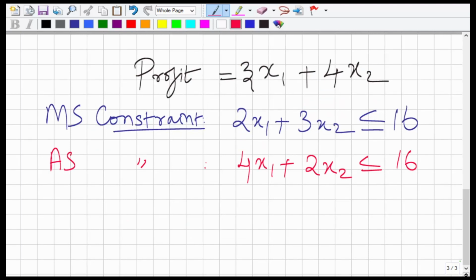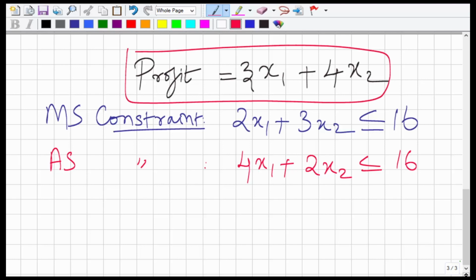Now we have the objective, which is this. We have taken constraints into consideration: constraint number 1, the machine shop constraint, and constraint number 2, the assembly shop constraint. To have meaningful answers, what do we have to do? We have to consider that x1 and x2 should not be negative, that is, they compulsorily have to be greater than or equal to 0. Only then can we have meaningful answers.